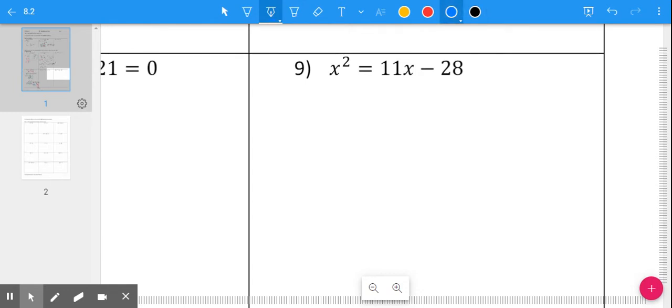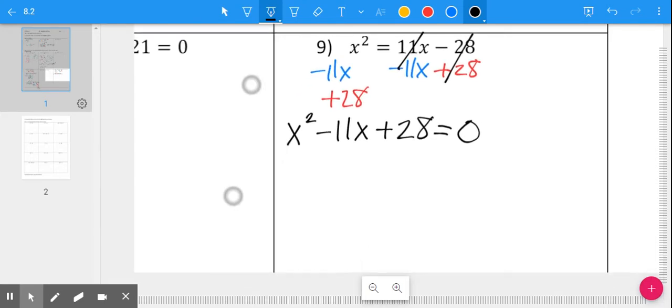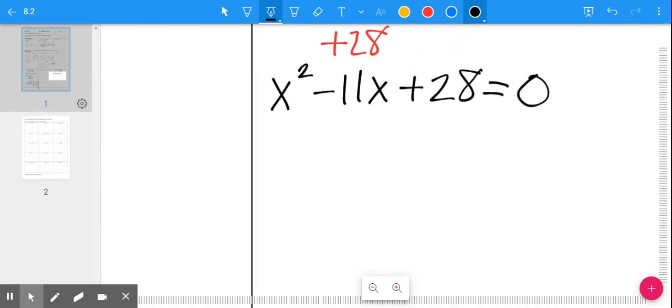to move that 11x, you have to subtract it. To move that negative 28, you have to add it. None of those are like terms on that left side. So this goes away and this goes away, and we're left with x squared minus 11x plus 28 equals 0. Because this has an a value of 1, it's quick, it's easy, we can knock this out.